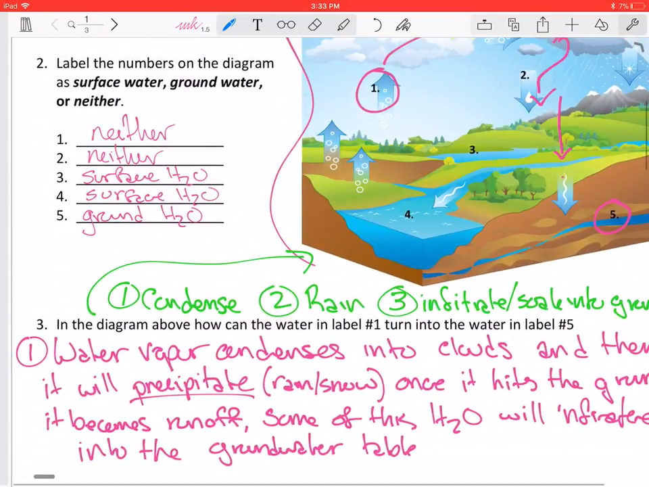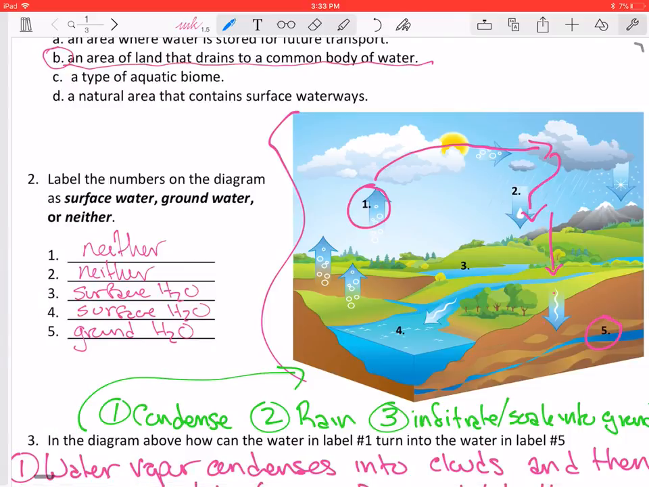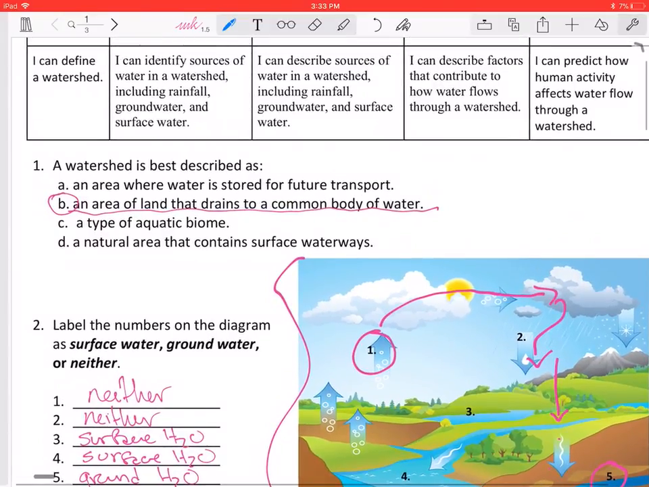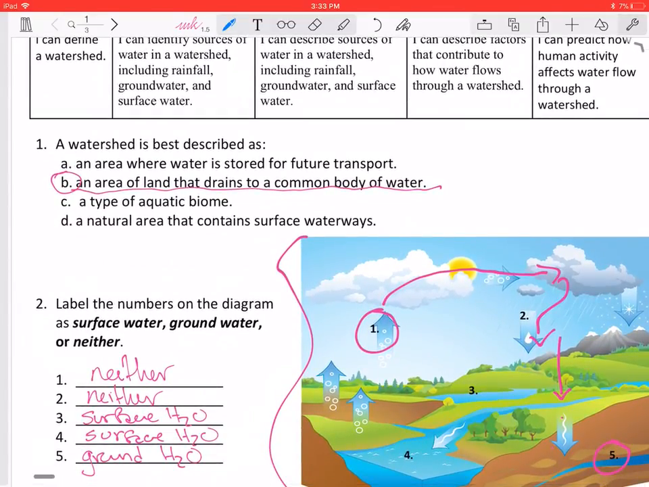Okay, going back to number 4. Remember, surface water is anything that, if you're standing outside, you're going to be able to see. Groundwater is anything that is underground, so it's being stored underground in something like an aquifer. And if it is in the air, it is not groundwater yet. So remember, our precipitation and our evaporated water vapor is neither groundwater nor surface water. And then remember, a watershed is an area of land that drains into a common body of water.